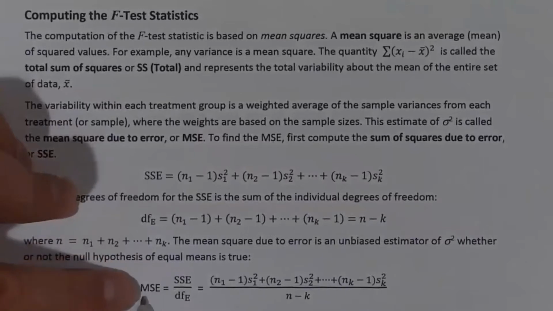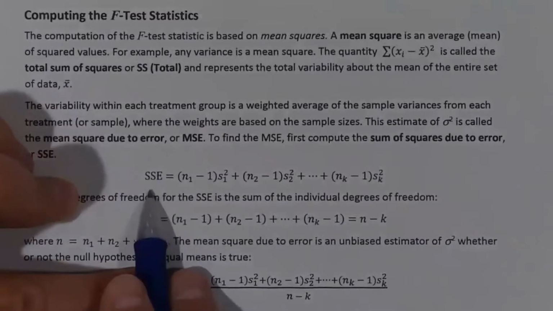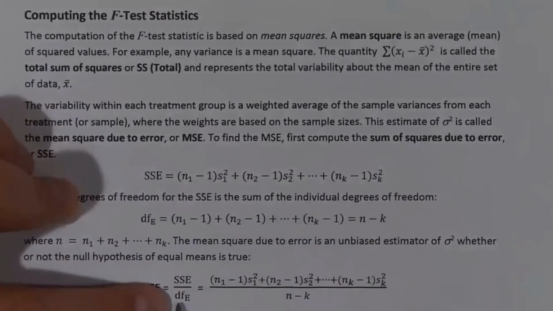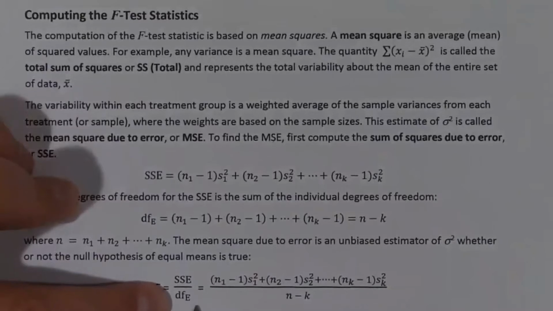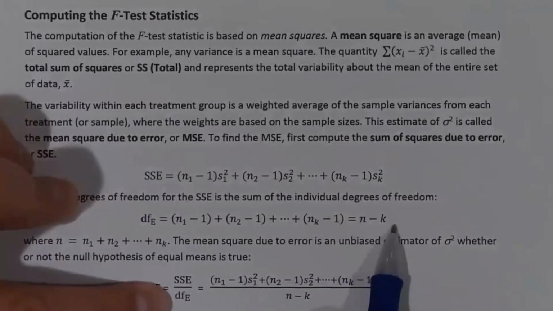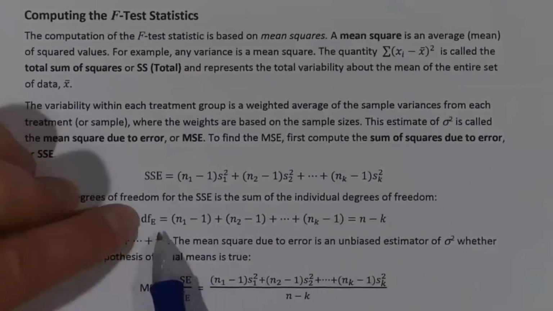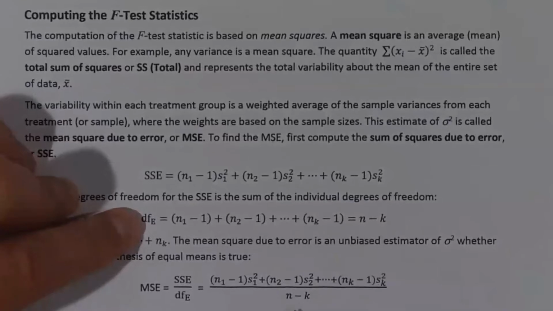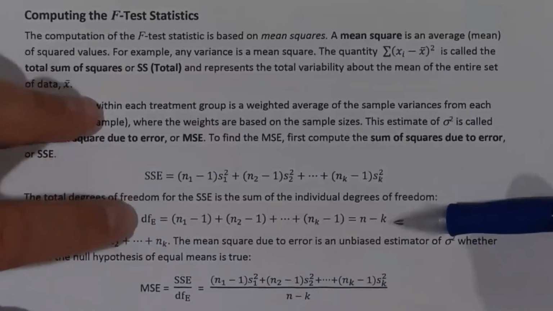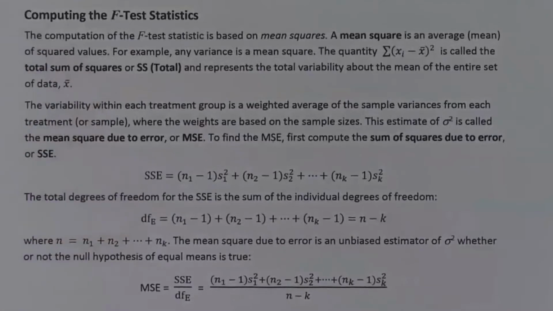Now, in order to find the mean square due to error, we're just going to take the sum of the squares due to error. So we're going to take this calculation, and we're going to divide that by the degrees of freedom due to error, which is, again, N minus K. The sum of the squares due to error, that was this thing. And then the degrees of freedom due to error, that's N minus K. So we're just going to take this calculation divided by this calculation, and that gives us the mean square due to error. And again, the significance of the mean square due to error is that it is an unbiased estimator of the population variance.